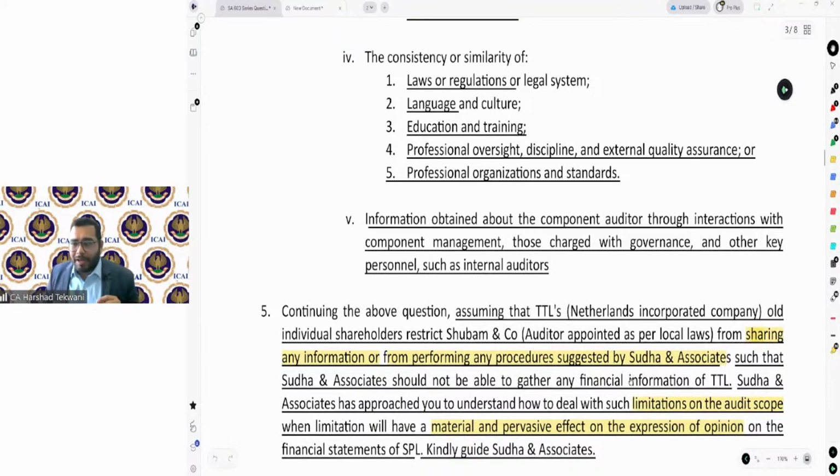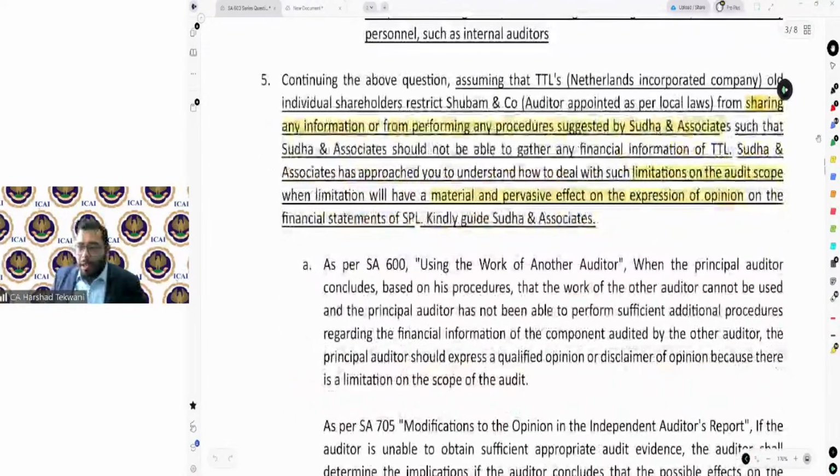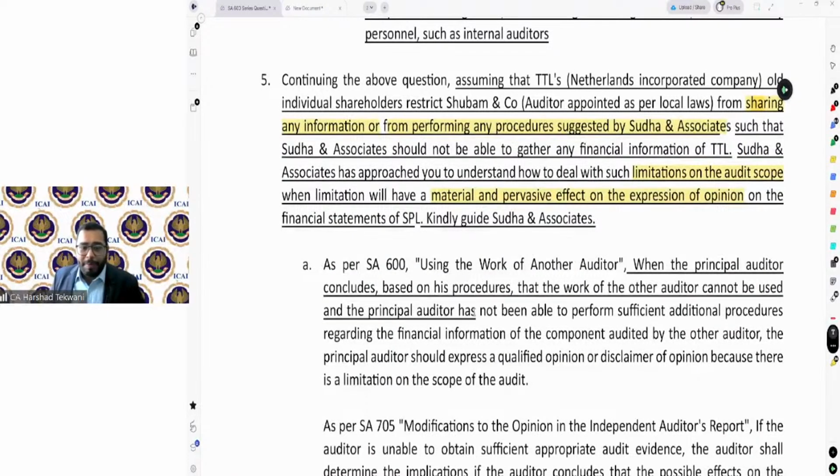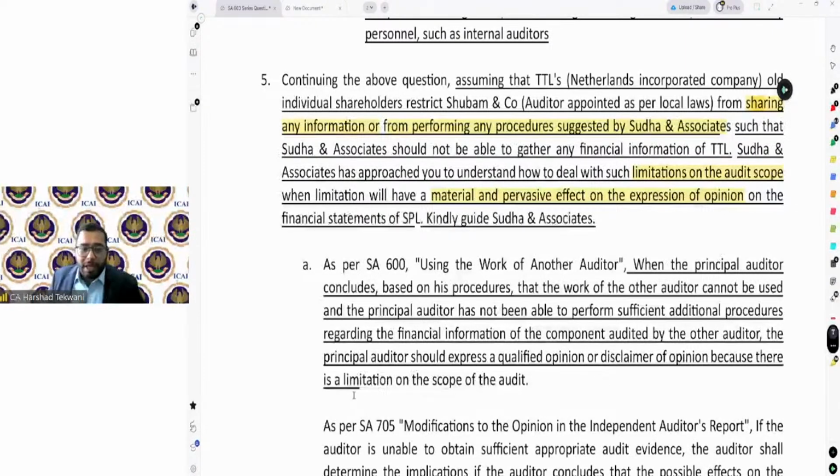Now, to report that particular impact which is having a material and pervasive effect, we need to refer to SA 705. So let us see the answer then. Now, what SA 600 says is that when the principal auditor concludes based on his procedures that the work of the other auditor cannot be used, and the principal auditor has not been able to perform sufficient and additional procedures regarding the financial information of the component audited by the other auditor, the principal auditor should express a qualified opinion or a disclaimer of opinion because there is a limitation on the scope of audit.